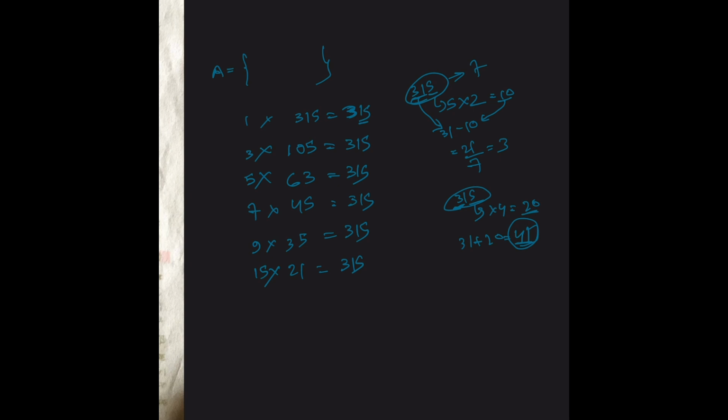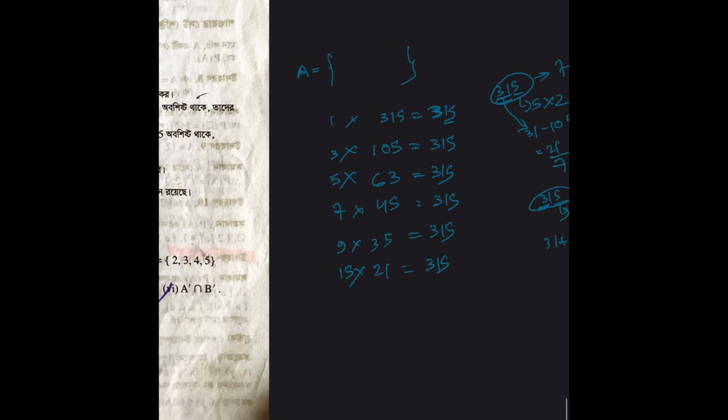Now, 315 is not divisible by 16, is not divisible by 17, is not divisible by 18, it is not divisible by 19, either, nor by 20, since it's an odd number. So these are all the factors of 315.